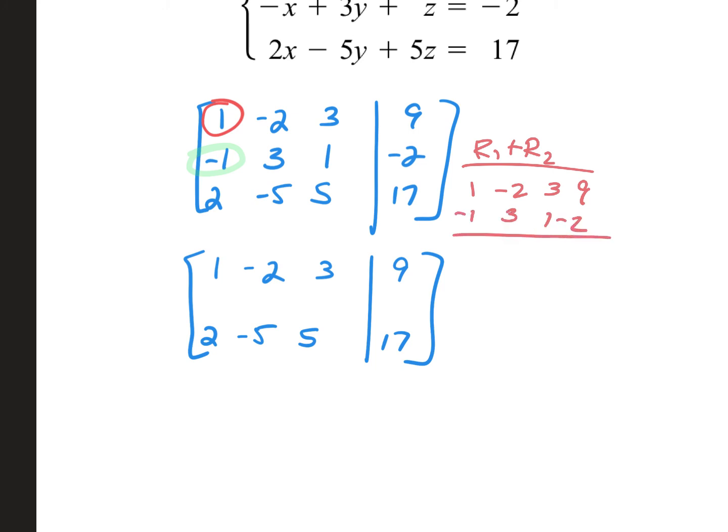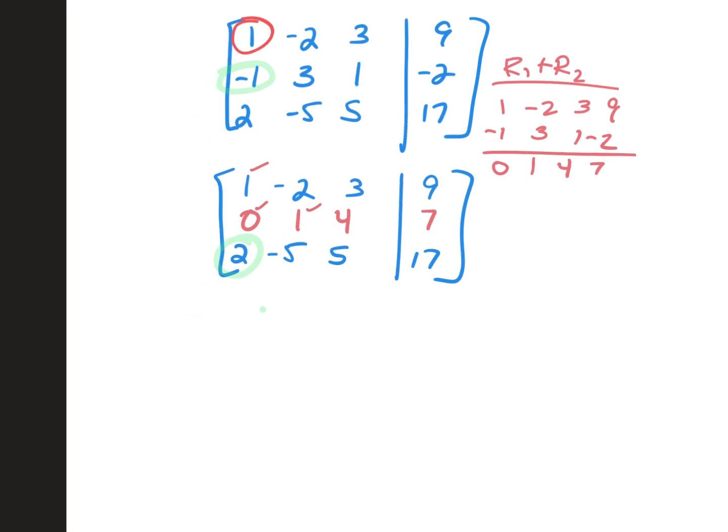What happens with 1 and negative 1? You cancel. Cancels, becomes a 0. What's negative 2 and 3? 1. What's 3 and 1? 4. And what's 9 minus 2? 7. So I have 0, 1, 4, 7. So my first row with 1 there, perfectly fine. My second row with a 0 and a 1, perfectly fine. So let's focus here on the 2.